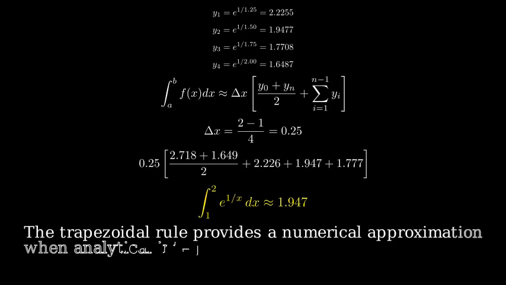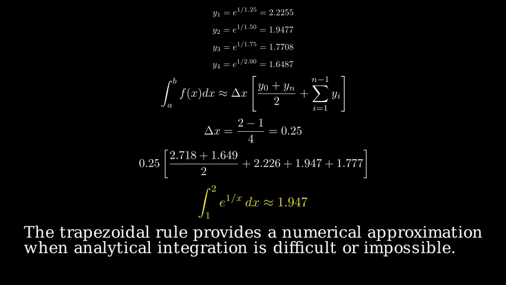In conclusion, we've used the trapezoidal rule to numerically approximate the integral of e to the power of 1 over x from 1 to 2. This method gives us a reasonable approximation without having to find an antiderivative, which would be very difficult or impossible for this function.